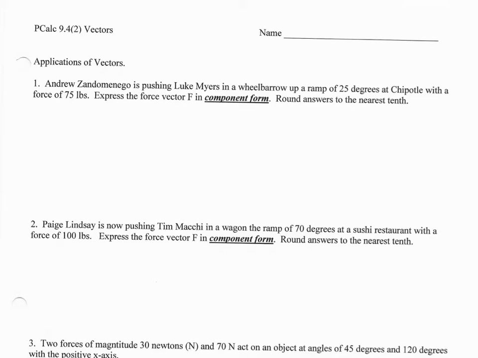All right, first thing. We have number 1. Andrew Zandomenico is pushing Luke Myers in a wheelbarrow up a ramp of 25 degrees at Chipotle. Okay, so when you're doing these, obviously they should be making triangles here. So if you can picture a ramp, 90-degree angle with the ground, okay? And this one says a 25-degree ramp. So the 25 degrees is going in here with the ground. Okay, now it says he's pushing with a force of 75 pounds.